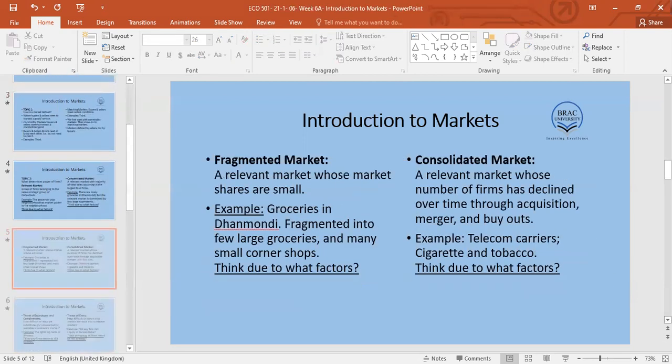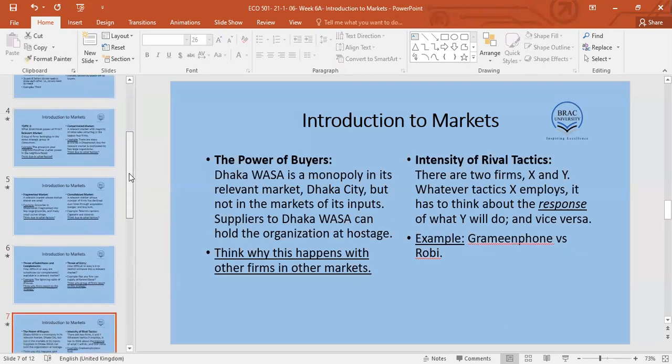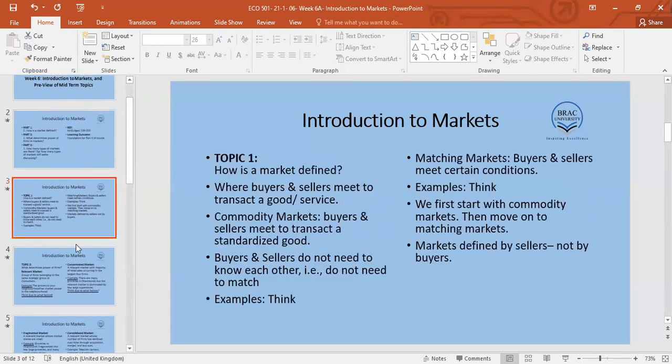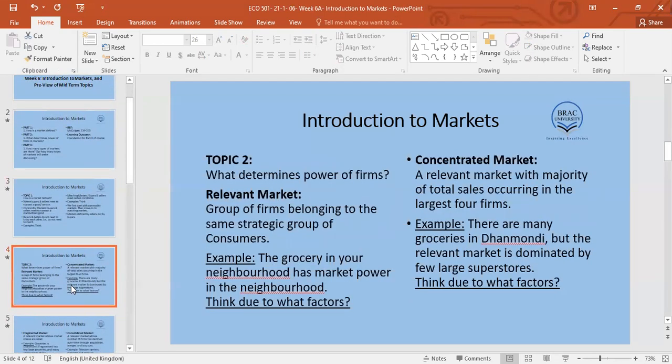Now let's go to topic 2. What determines power of firms? We've defined the firms as the number of sellers. So if a group of firms can have some power in the market, they will try to exercise it. What are the factors or determinants that determine this market power?